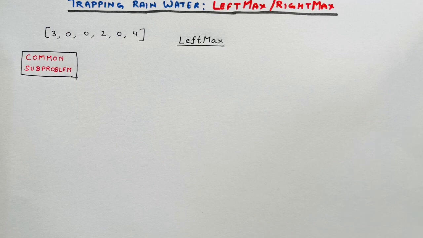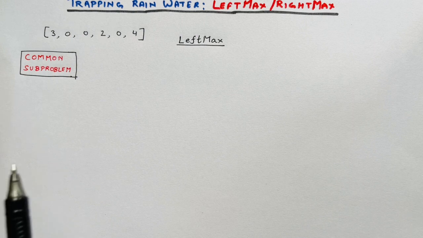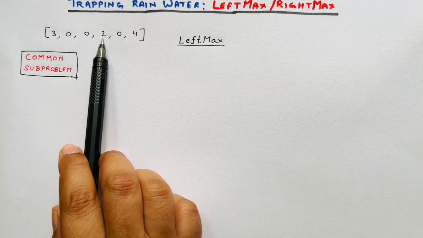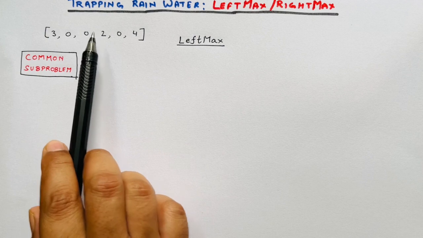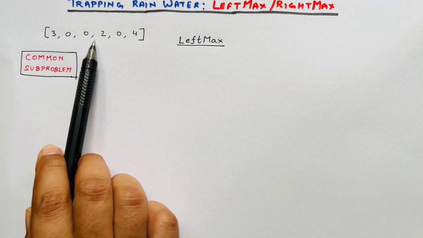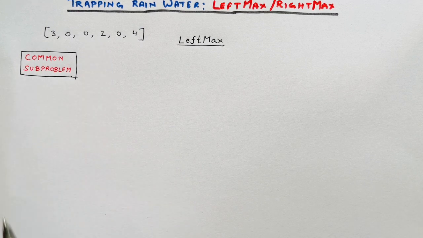Now, what is left max for any element? Left max for any element is the maximum element which is to the left of it. Consider this. How do we calculate left max for this? We go and look at every element to the left of it. We note down the maximum value and we will say that this is the left max for this, right?